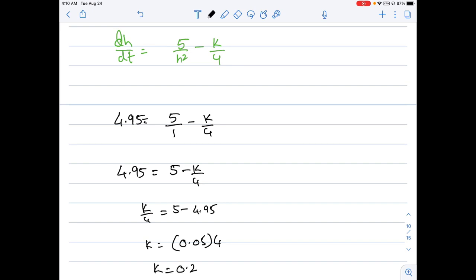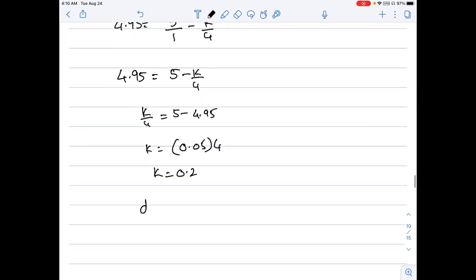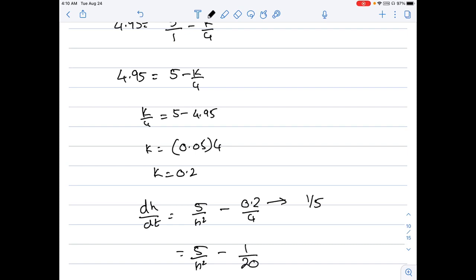So I got the value of k as nothing but 0.2. So plug in that k value as 0.2. So dh upon dt is equal to 5 upon h square minus 0.2 by 4. So that becomes 1 upon 20, because 1 upon 0.2 is 1 upon 5. So 1 upon 5 times 4 is 1 upon 20. So this is the first part.